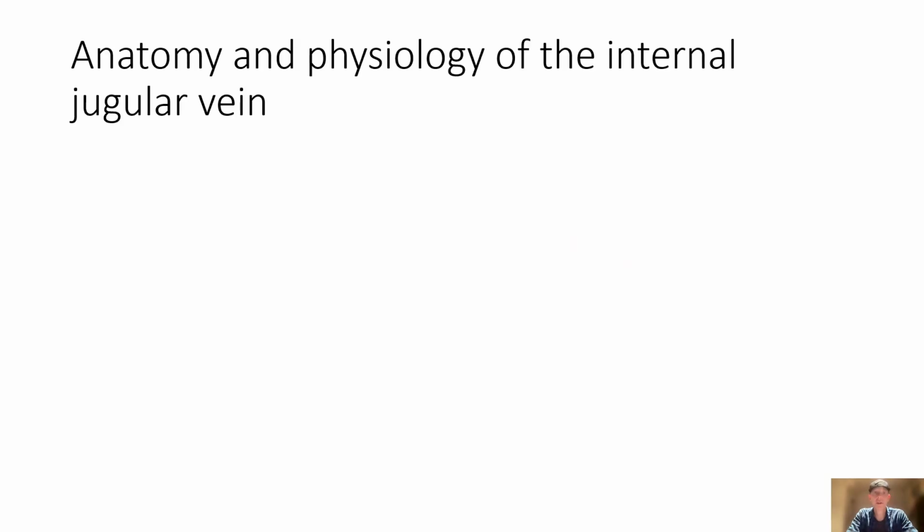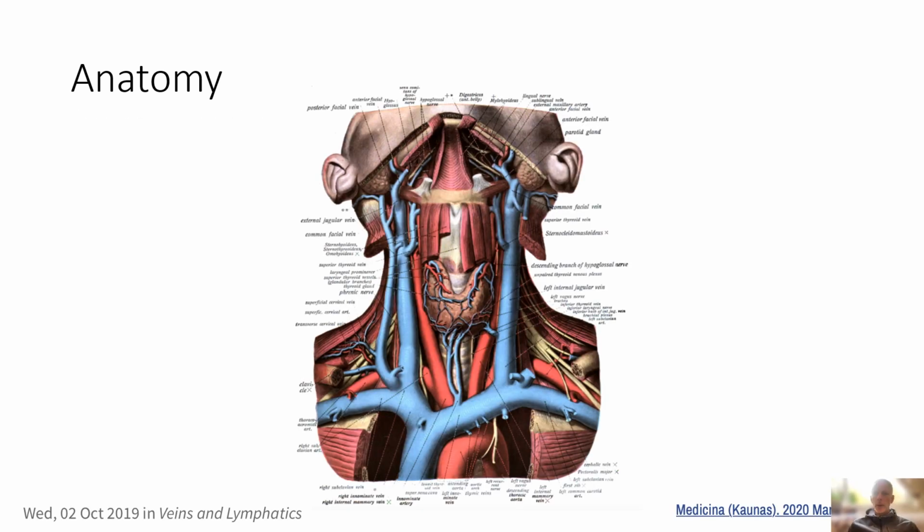Anatomy and physiology of the internal jugular vein. We don't need to go into great depth, but there are a few aspects of the internal jugular vein anatomy that I want to draw your attention to. These points will factor into our discussion about how the appearance of the IJ relates to CVP.